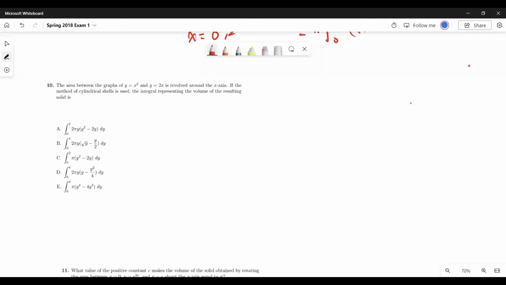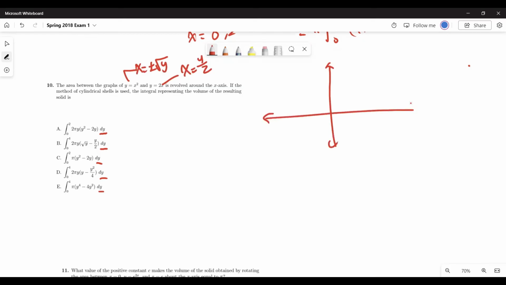Okay, this question asks for the area between the graphs, and it is revolved around the x-axis, and it already says it's using a cylindrical shell. Okay, and if you also look at the answer choices, this is all dy. So you have to change this into x equals plus or minus square root of y, and this one x equals y over 2.